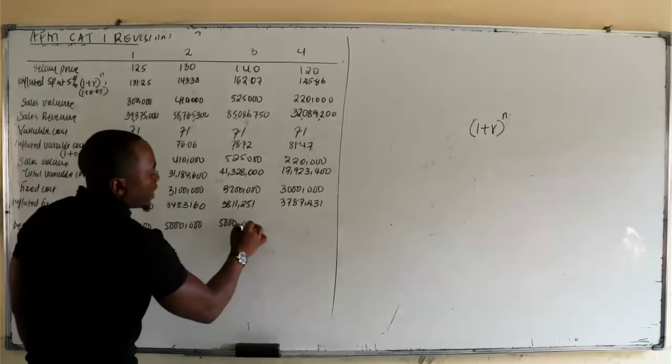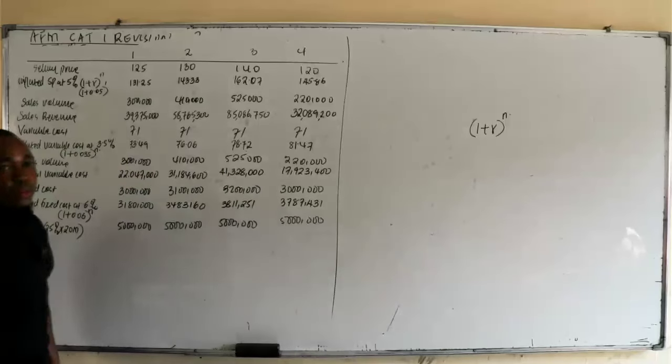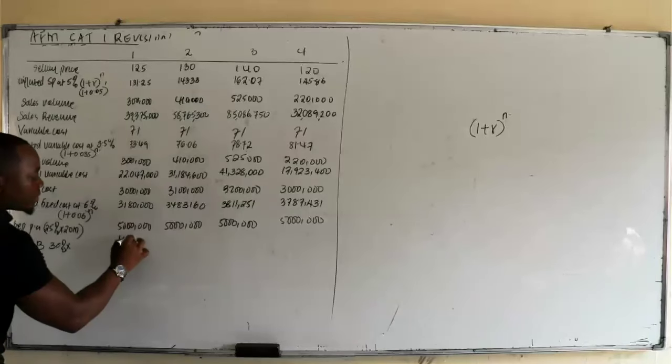But based on the method I use, I'm not interested in the depreciation. What I'm interested in is the depreciation tax shield benefit: 30% of depreciation. This is 1.5 million, right?